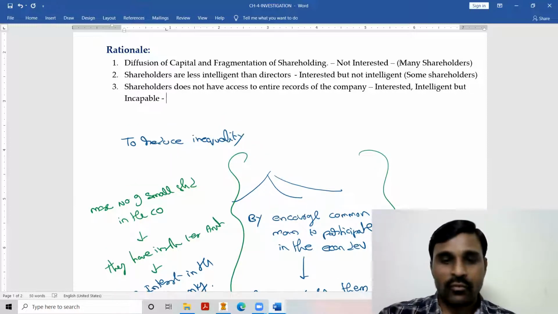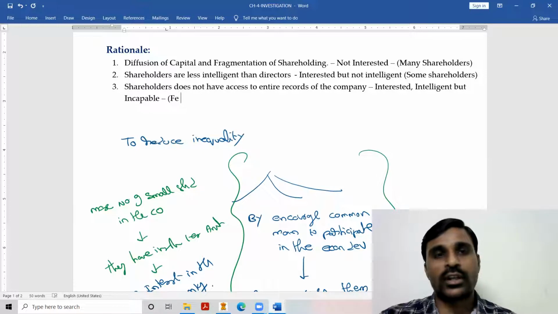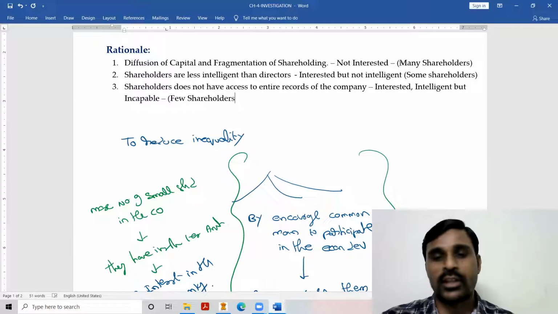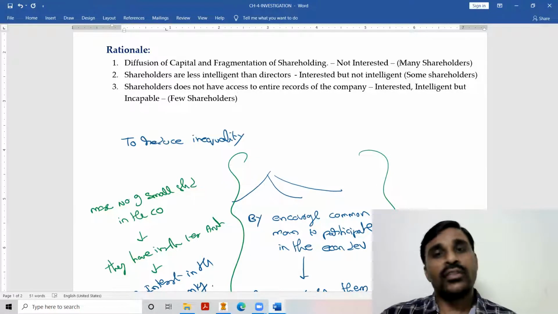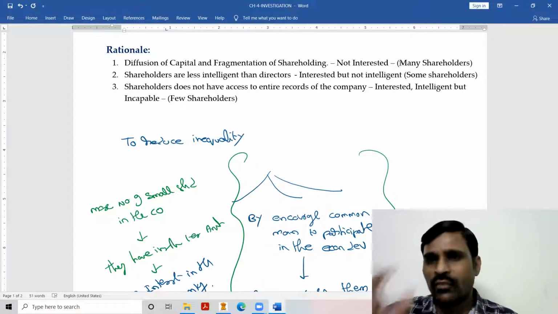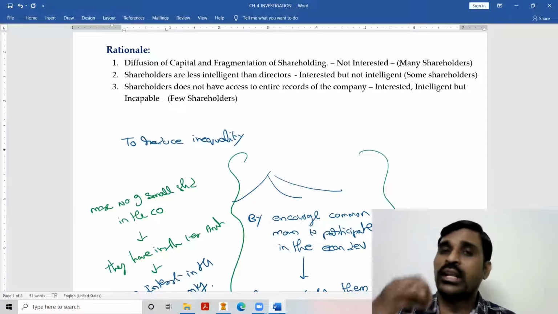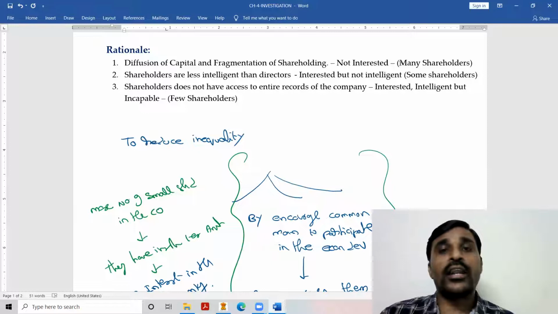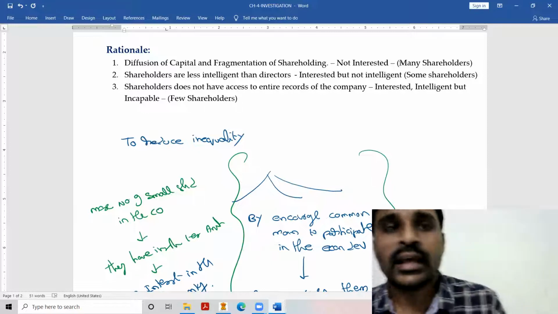This is one of the reasons. Many shareholders are not interested. Out of that, some are interested but not intelligent. Very few are intelligent and interested, but incapable because of statutory restrictions on accessing the records. Therefore, even though they have not been convinced by the director's decision making, they are unable to prove the directors' misconduct. That is the reason.